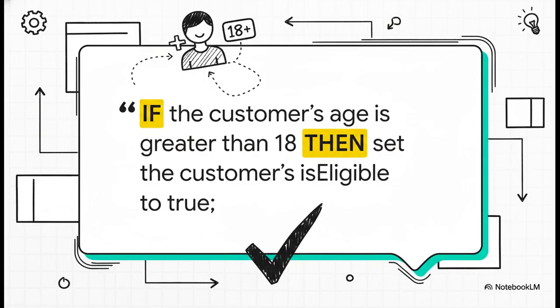And just look at how clear this is. There's no weird code, no confusing syntax, just plain English. If the customer is older than 18, then we mark them as eligible. Anyone, and I mean anyone, can read this and know exactly what it's supposed to do.